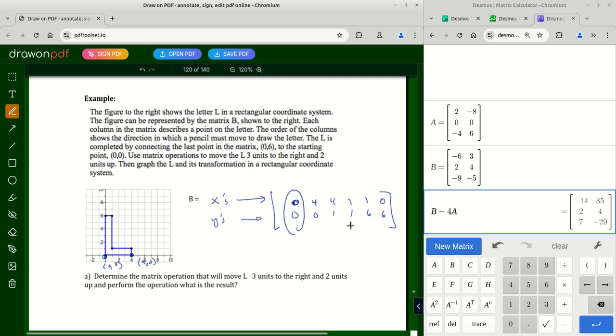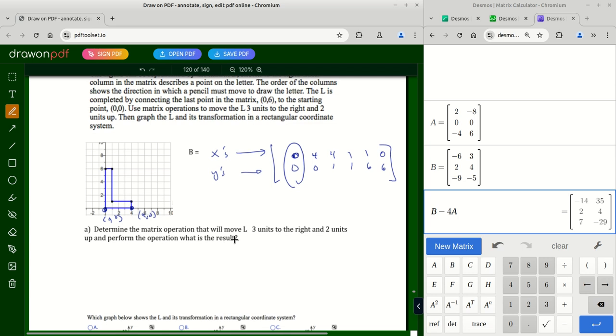What we're wanting to do now is move it around. In this case, they say 3 units to the right and 2 units up. You can see it's up right there, 2 units up. When I go to the right, I'm basically adding to the x's, so my x's get plus 3. And going up, my y's get plus 2. So all my x's up here, I'm going to add 3 to them, and all my y's in the bottom, I'm going to add 2 to them.